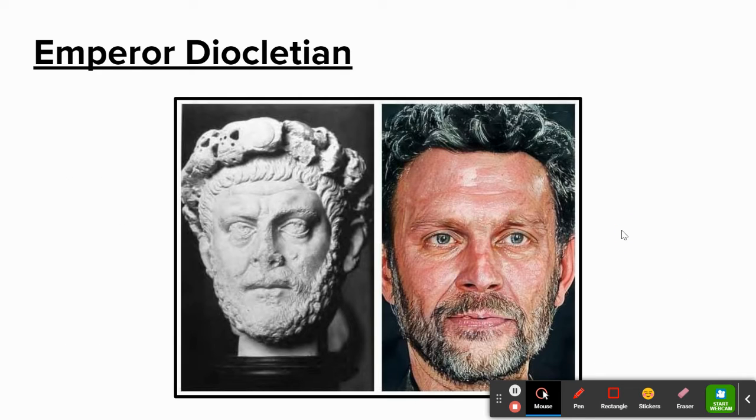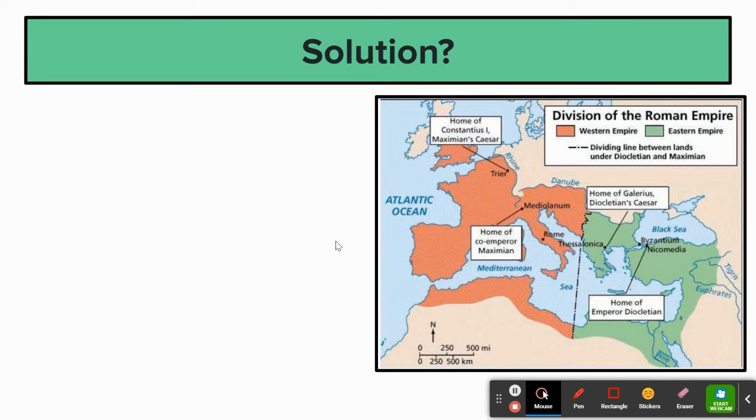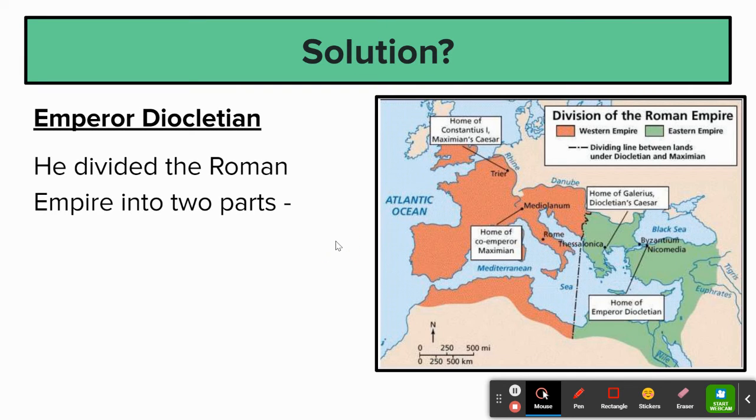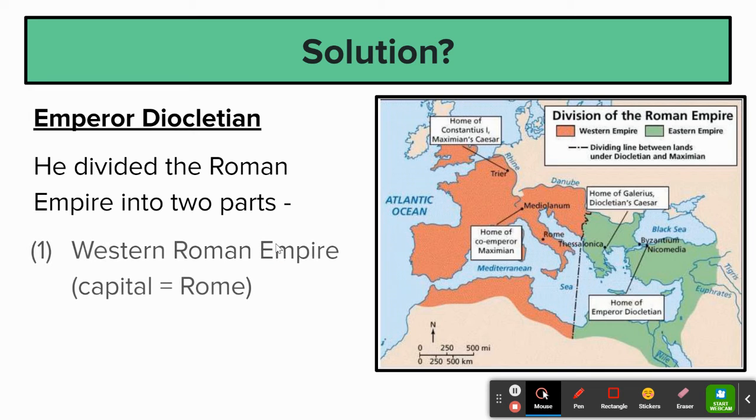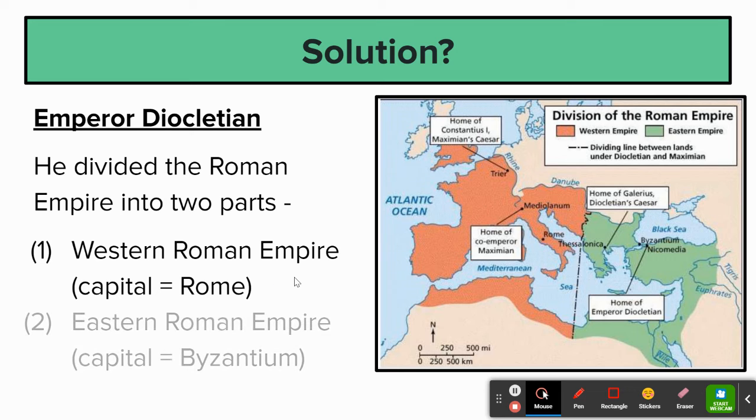Now, we had some emperors try to come up with solutions. And so the first emperor was Diocletian. Emperor Diocletian's idea was to divide the Roman Empire into two parts so that it could more easily be governed. And so we had the Western Roman Empire, which had the capital of Rome. It still remained Rome. But then you had the Eastern Roman Empire, which had the capital Byzantium.